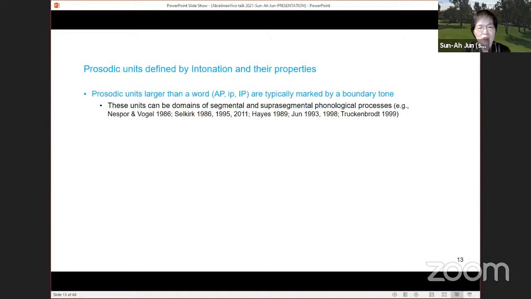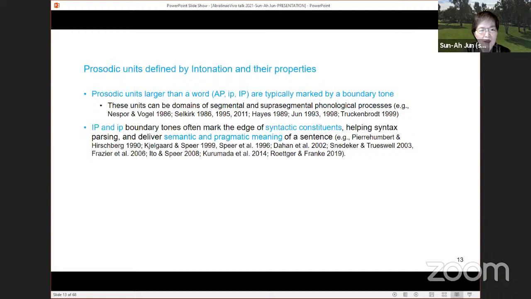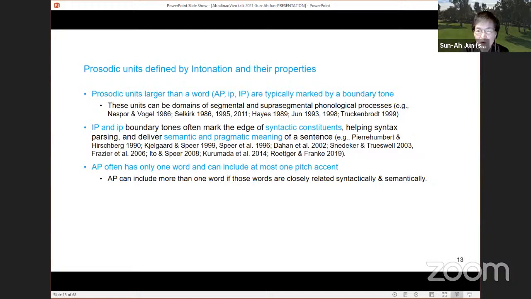So I'll briefly add a little more about the properties of each prosodic unit. All the prosodic units larger than a word, the accentual phrase, intermediate phrase, and intonational phrase, are typically marked by boundary tones. These units can also be domains of segmental or suprasegmental phonological processes. The bigger prosodic units, like the intonational phrase and intermediate phrase, have boundary tones that often mark the edges of syntactic constituents, helping syntax parsing, or deliver the semantic and pragmatic meaning of the sentence or the speaker's intention. The accentual phrase, on the other hand, generally has only one word and can include at most one pitch accent. So typically it doesn't mark any syntactic function, but is more about marking word boundaries.